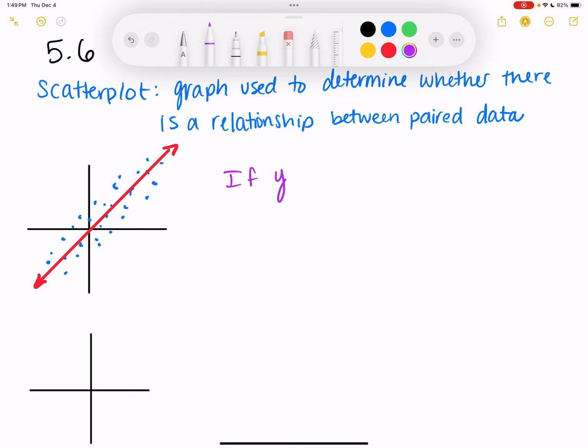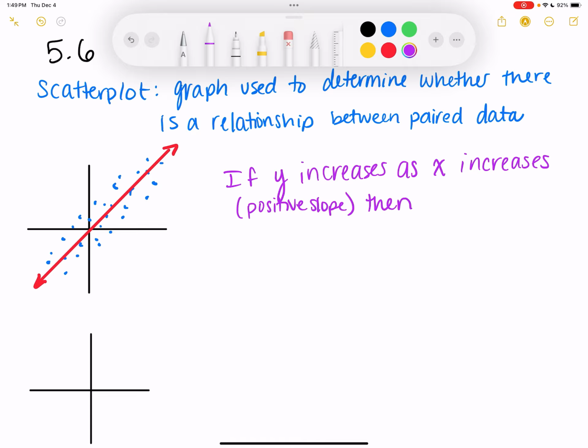If y increases as x increases, aka it has a positive slope, then the data has a positive correlation.